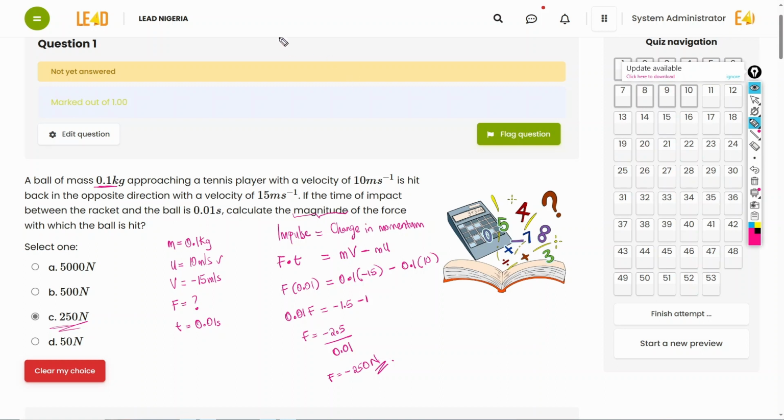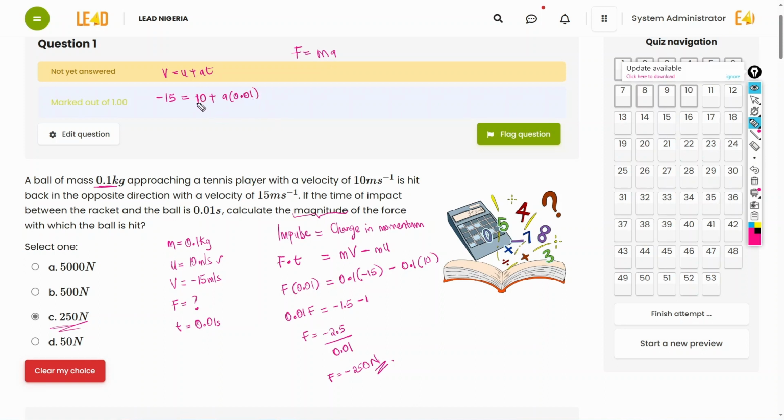Now, you could have also wanted to go the route of just doing F is equal to ma. Right? You could have just done that. F is equal to ma. And then we can calculate our a from equations of motion. I think we should be able to use v is equal to u plus at to calculate a, and then substitute in. So let's plug that in. v is minus 15. Minus 15 is equal to 10 plus a times 0.01.